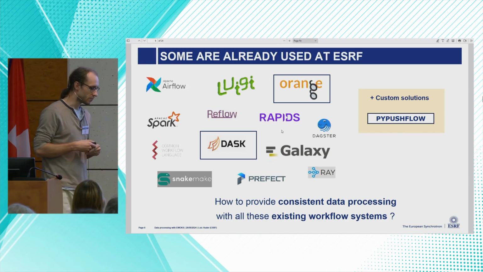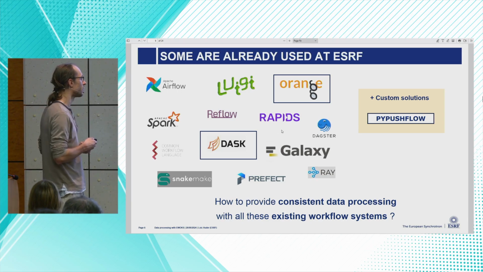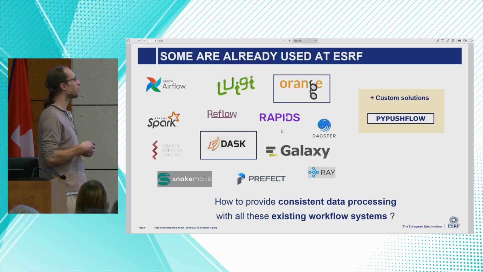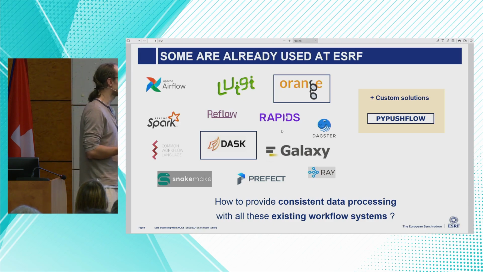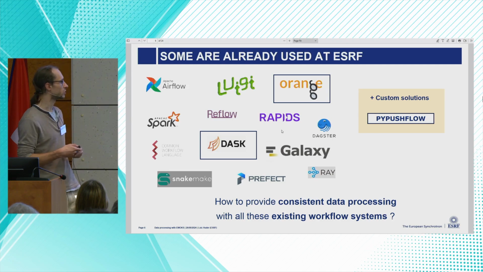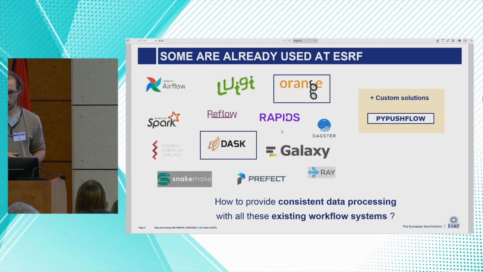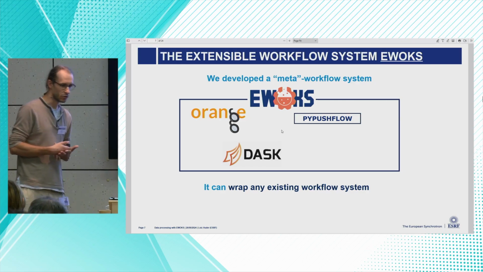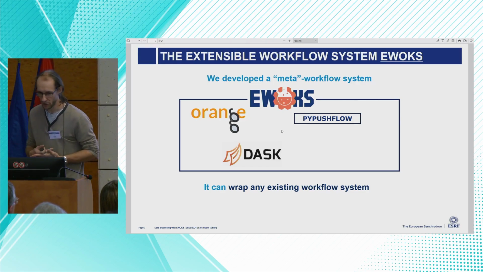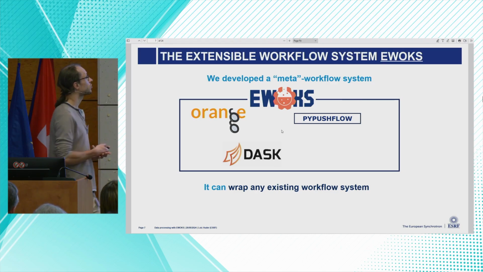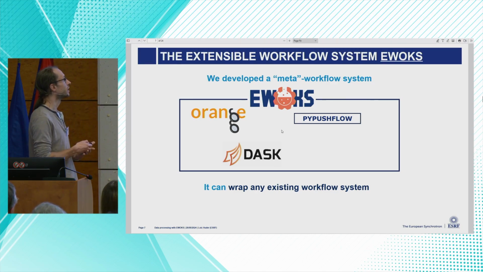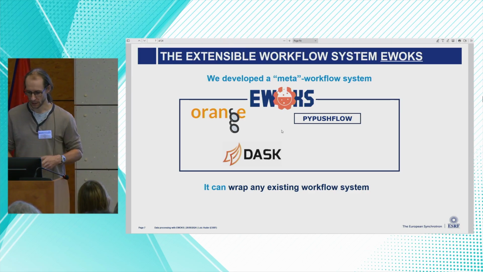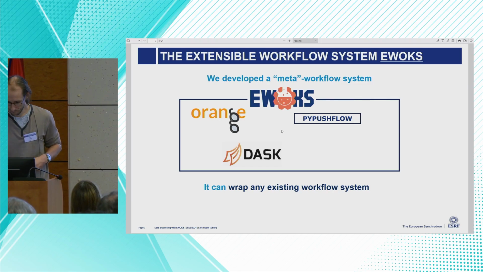Our aim, the question we were trying to solve, is how can we have all these amazing features from all these different workflow systems, but in a consistent way, so that we can provide consistent data processing with all these workflow systems and all their own features. And this is where eWorks comes into play. So eWorks, even though the name of the session is Workflow Engine, is not a workflow engine. It's actually a meta workflow system, in the sense that it reuses workflow engines and can wrap any existing workflow system. And I'm going to go into more detail on what I mean by that.